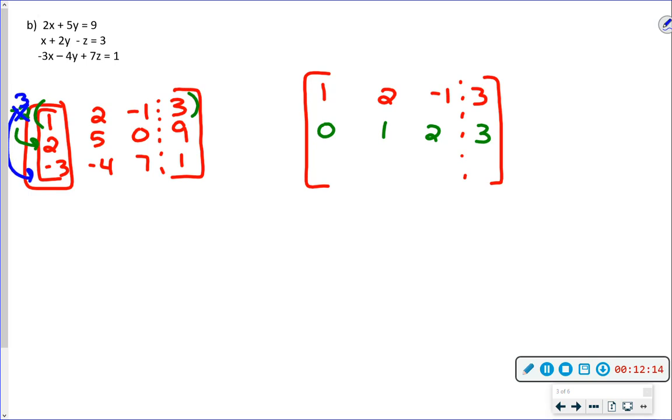3 times 1, 3 plus negative 3. 3 times 2, 6 minus 4. 2. 3 times negative 1, negative 3 plus 7. It's 4. Oh. It's all right, it's all right. Wow. 3 times 3 plus 1, 10.